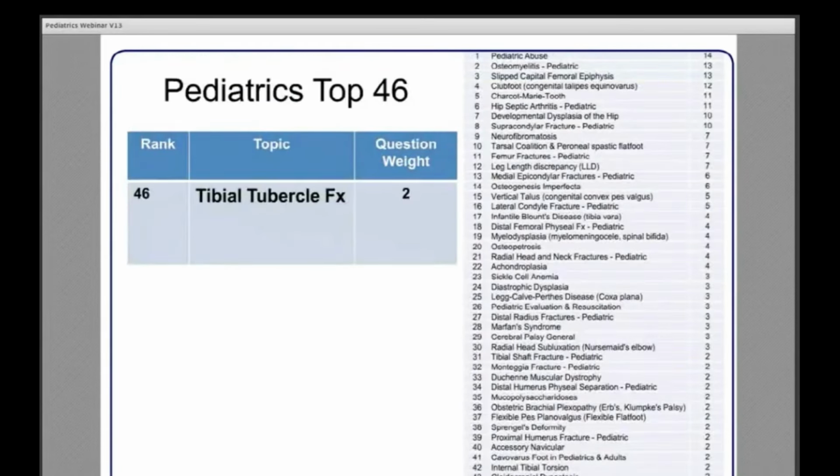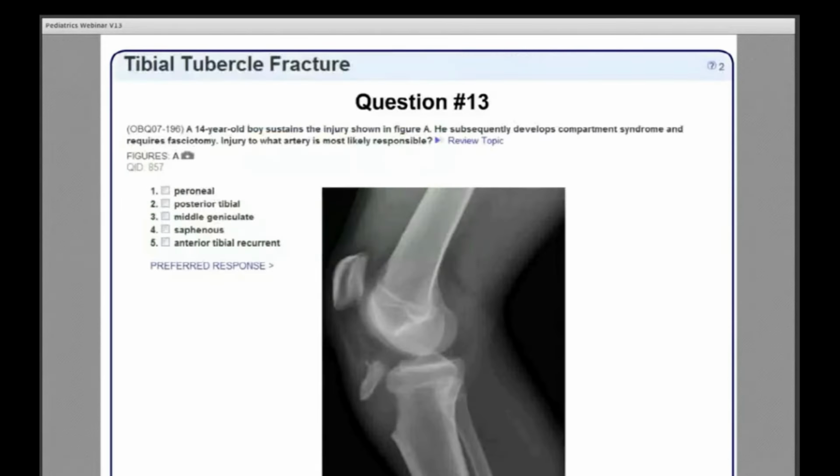The next topic is tibial tubercle fractures. A 14-year-old boy sustains the injury shown in Figure A. He subsequently develops compartment syndrome and requires fasciotomy. Injury to what artery is most likely responsible? The radiographs demonstrate a tibial tubercle fracture, which is markedly displaced in a nearly skeletally mature patient.